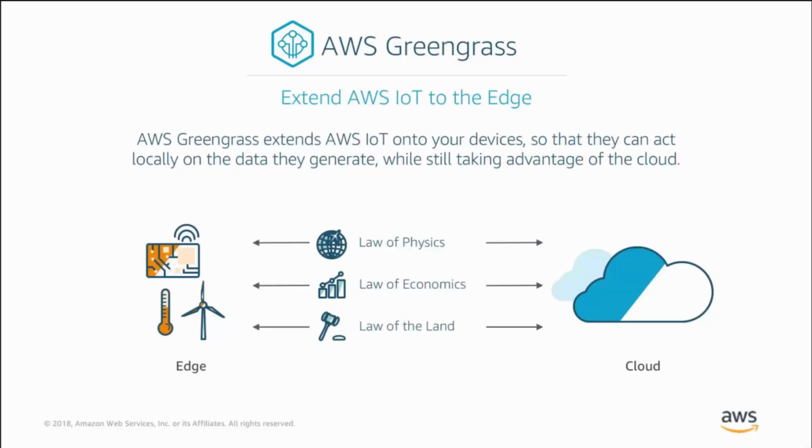Also, if you're in a disconnected, poorly connected, or remote area, that might drive you to do edge processing as well. So that's the law of physics. The law of economics: we're collecting more and more data, and it's getting harder and harder to move around. It can be quite expensive, especially to send visual data or audio data to the cloud. So in many cases, it makes sense to process the data locally and only send relevant data to the cloud.